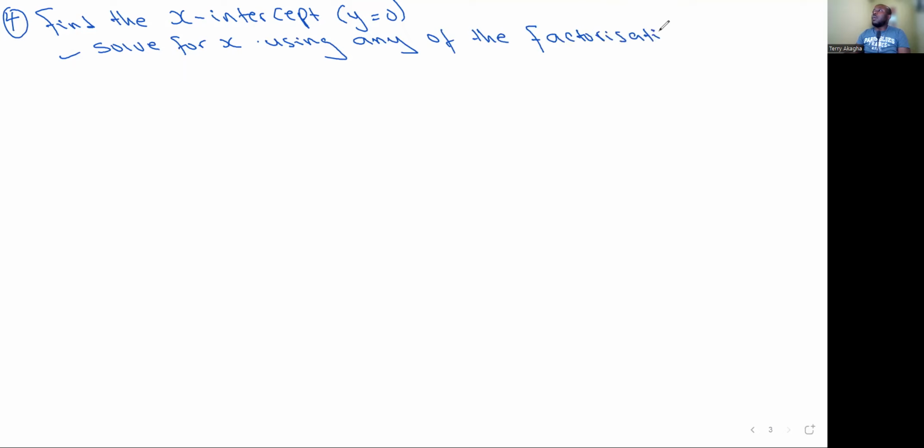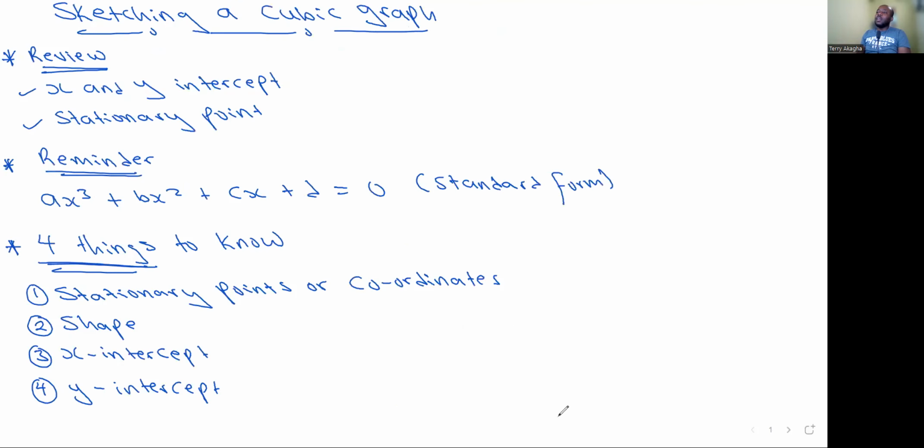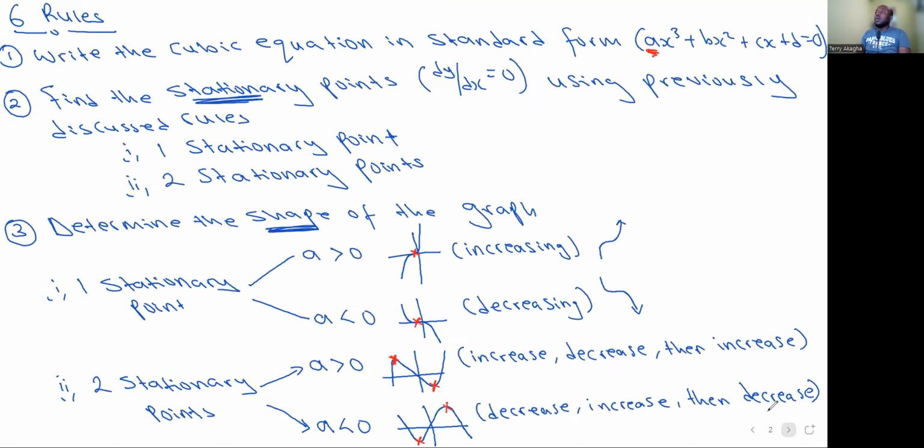So I've already explained the factorization methods, okay? We talked about 4 of them, how to factorize cubic equations. So you have to make sure you understood how to factorize. It's very important you understand that before you come to this point. Then number 5, after finding the x-intercept, the next thing is to find a y-intercept, okay?